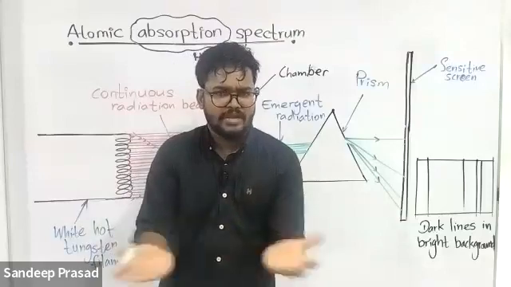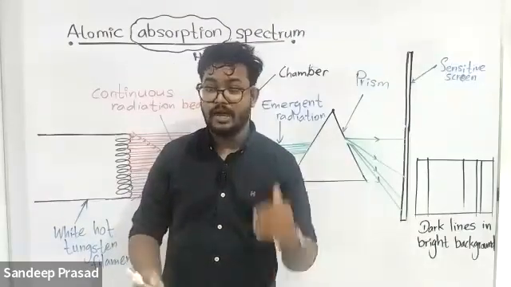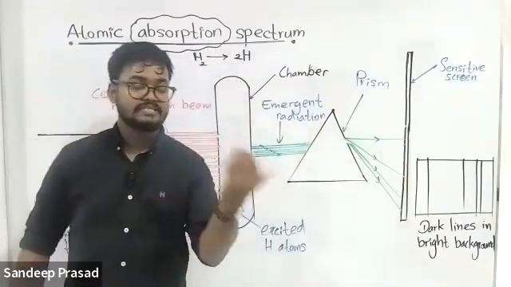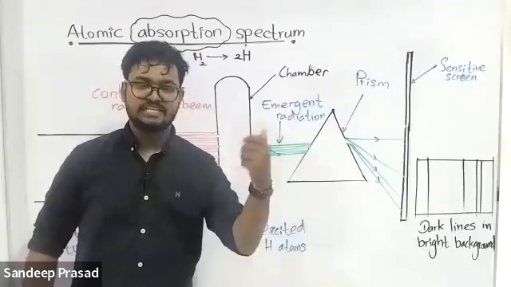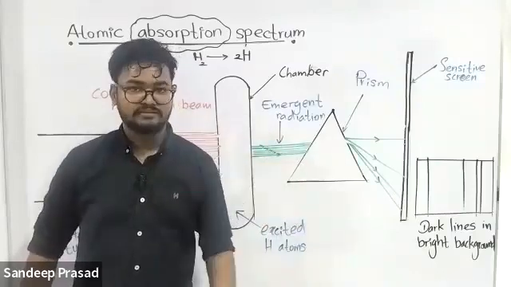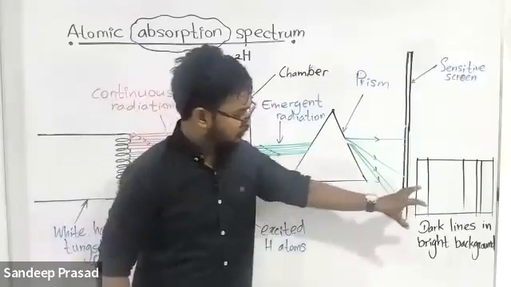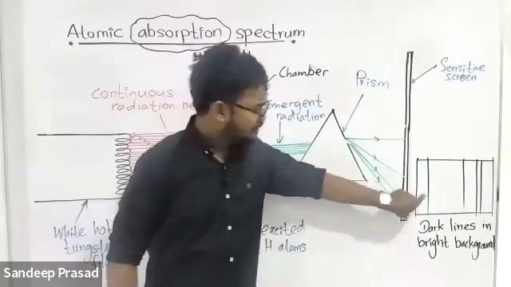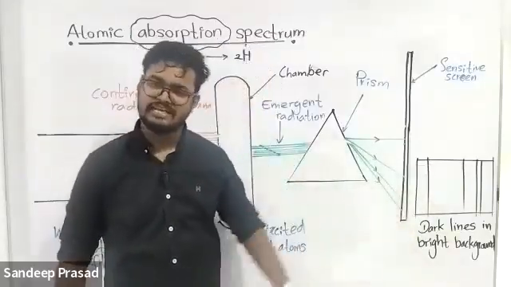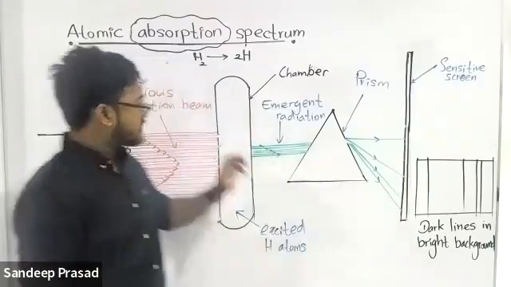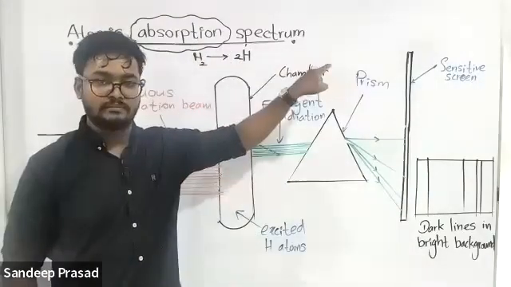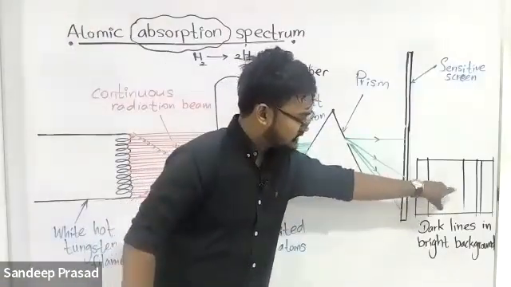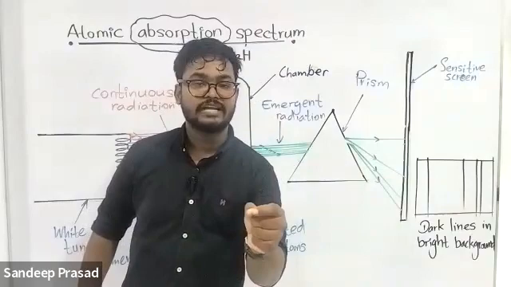So what is that bright background? I told you that when energy radiations collide with the sensitive screen, it is bright. The sensitive screen is glowing with a bright color, right? So the remaining space is completely filled with the energy radiations. But 4 lines are missing. Is this continuous? No. That's why we consider the atomic absorption spectrum under the discontinuous spectrum. Dark lines represent that some of the energy radiations are missing.